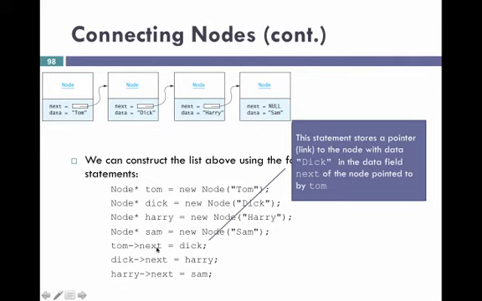Next, we create the links. In this statement, a pointer to the node with the data item Dick is placed in the data field next of the node that's pointed to by Tom. So that's why here Tom's next value points to Dick, and so forth. Dick.next points to Harry, and Harry arrow next points to Sam. Notice we're using the arrow notation here, not the dots, because Tom, Dick, and Harry are pointers.